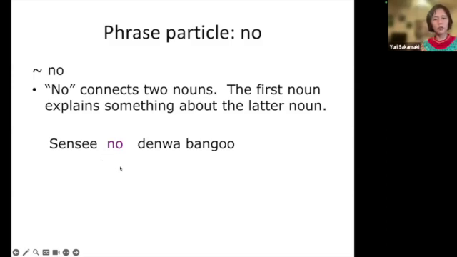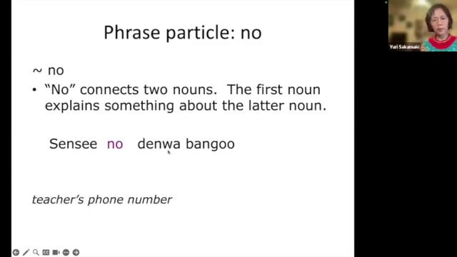But I'll show you another example. 先生の電話番号. So there's no here. So this is the first word. So sensei is an explanation of 電話番号.